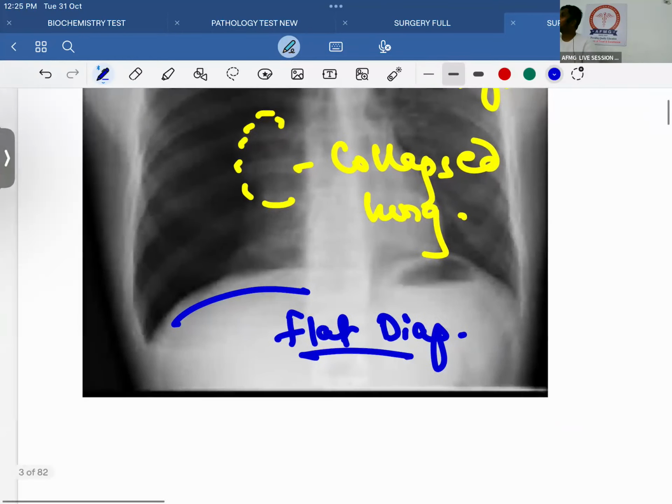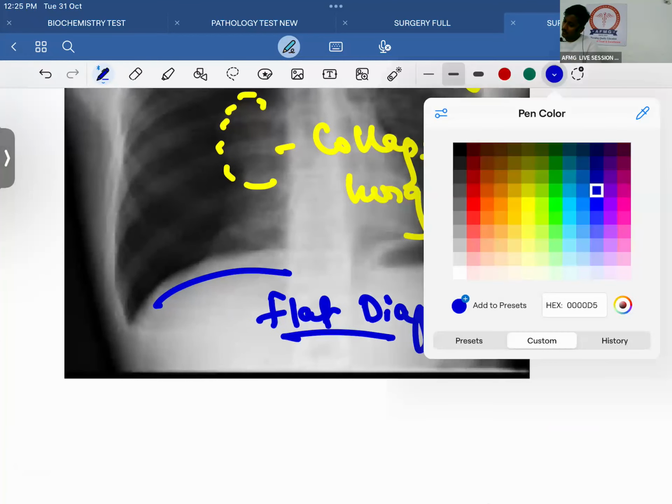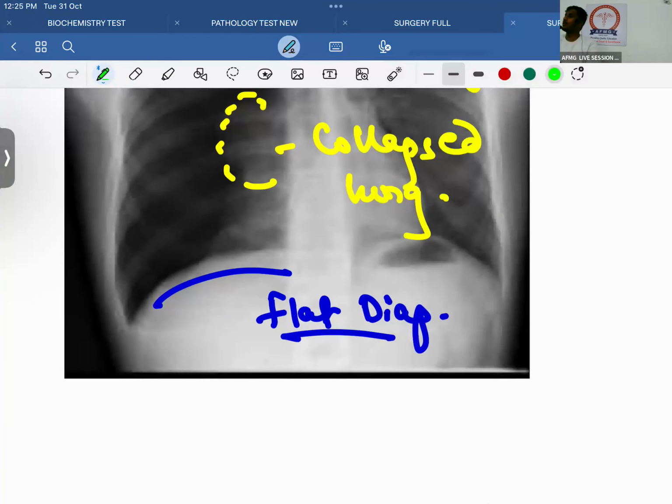Apart from that, costophrenic angle जो होता है बेटा, this costophrenic angle which is there, this is deep or blunt? Deep. क्या बोलते हैं उसको? Very good. This is classically called as the deep sulcus sign. शाबाश. Deep sulcus sign.